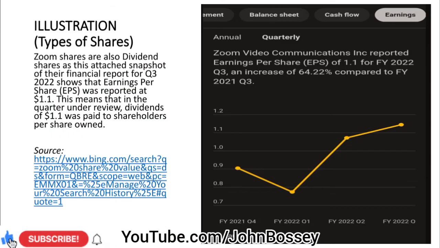Now, to illustrate, Zoom shares are also dividend shares. And if you check this screenshot attached here, you can see that for the third quarter of 2021, they announced their EPS, earnings per share, at $1.01. That means if you hold these shares, you would have earned $1.01 for every single share that you hold as dividends for this third quarter.